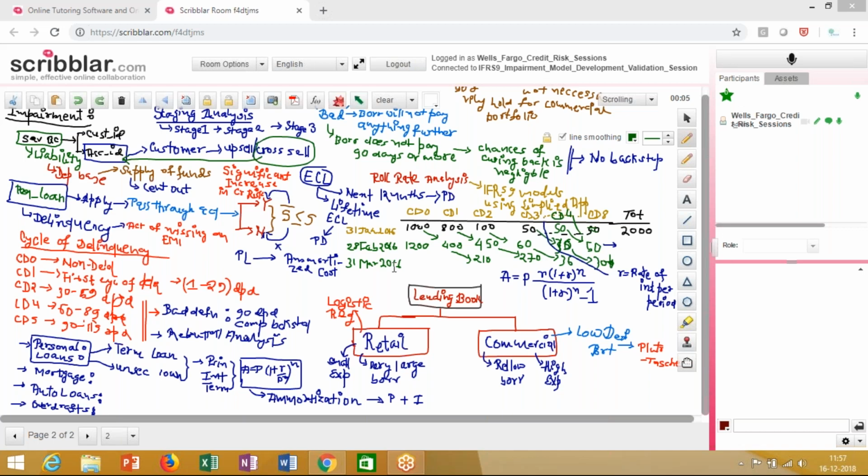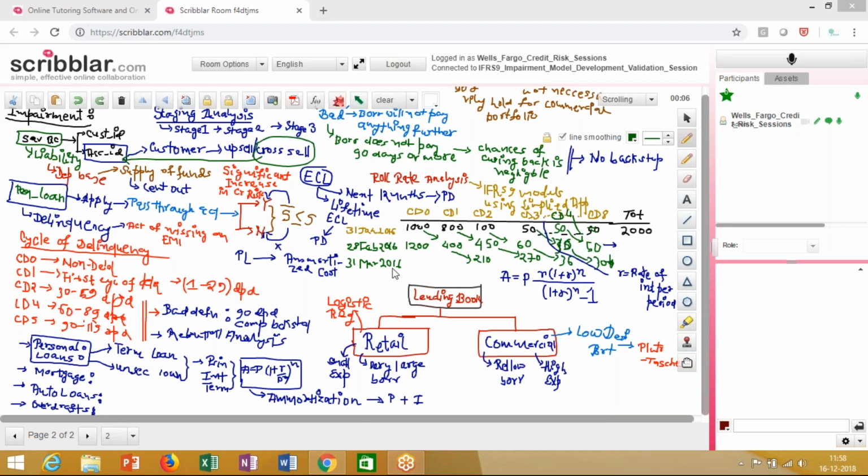So basically, Basel, as we had discussed, is a capital adequacy requirement. Basel is there to ensure that the bank is adequately capitalized. The capital allocation that we do using Basel is that capital is used to absorb the unexpected losses. Similarly, IFRS 9 and CECL are provisioning requirements.